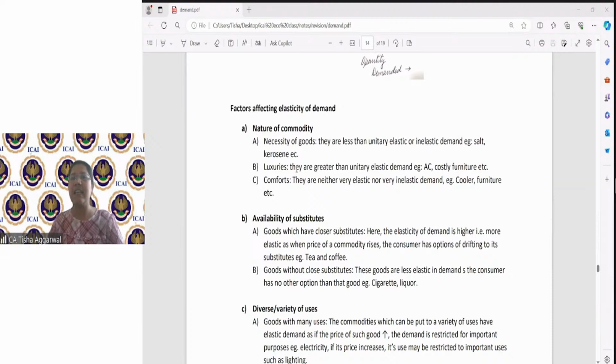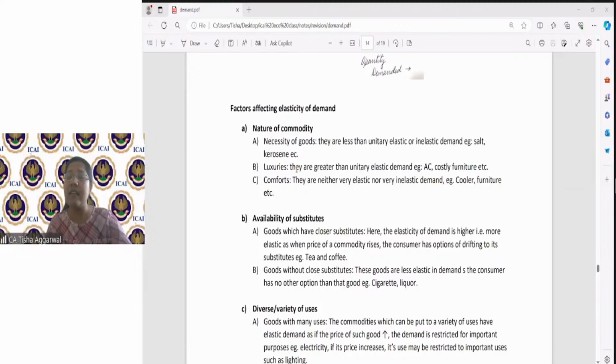Can I say it's an inelastic demand? Okay, I'm going case by case and I'm asking you what the answers are going to be. So for necessity goods, that is salt, kerosene, etc., what will happen is this.